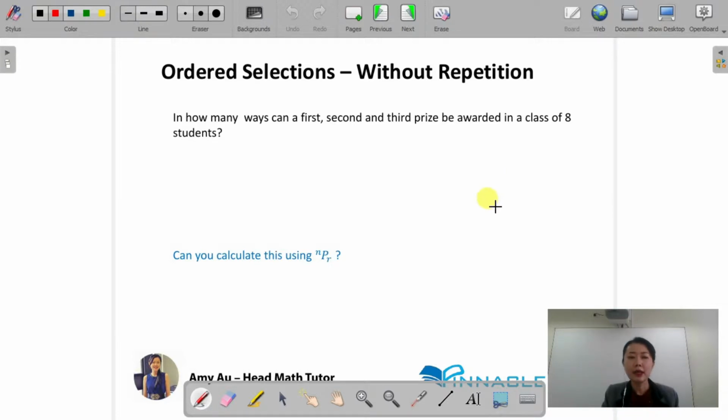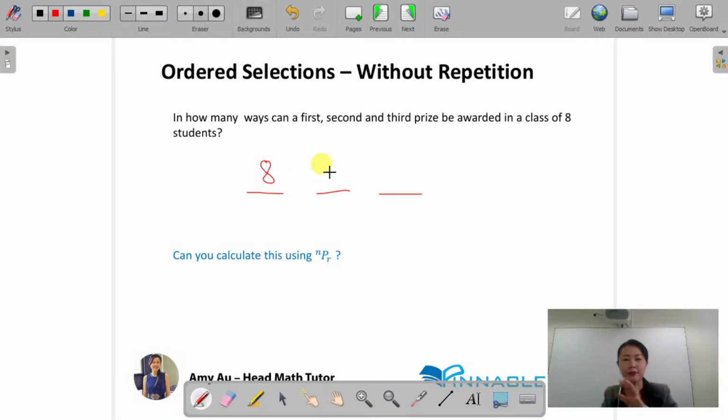So in how many ways can a first, second, and third prize be awarded in a class of 8 students? You can think of this as first prize, second prize, third prize. So let's award the first prize first. There are 8 potential candidates. And then first prize is gone.